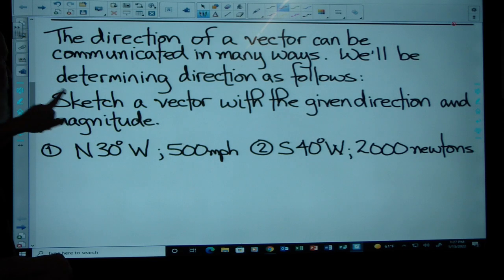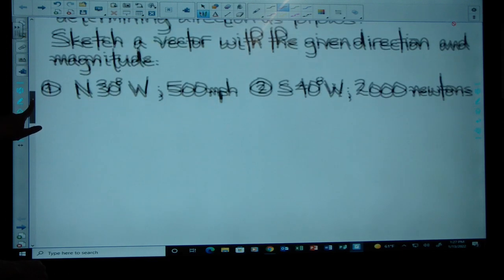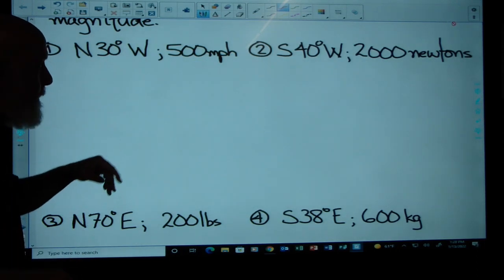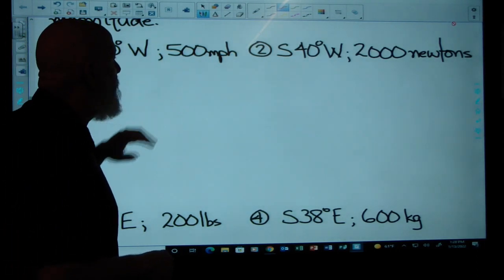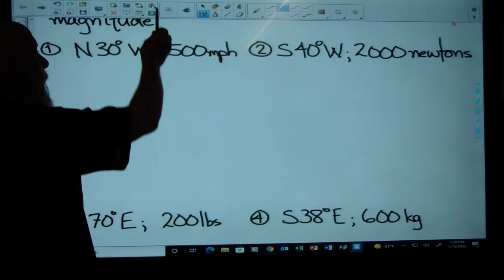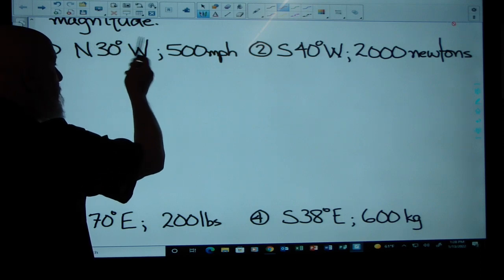Sketch a vector with a given direction and magnitude. So here we go. Our direction is north 30 degrees west. I'll show you what that means in just a second. 500 miles an hour. If I were going to just sketch this, I'd say, well, north is going to go this way. 30 degrees west will be 30 degrees to the west.